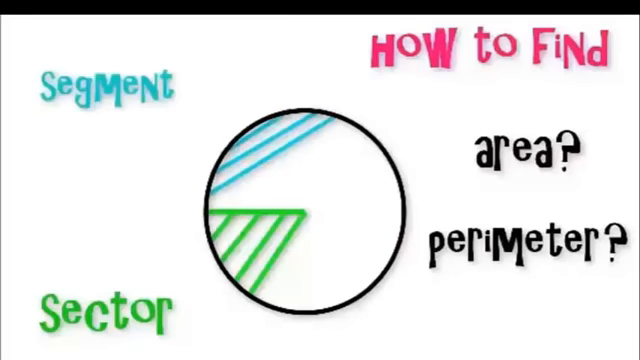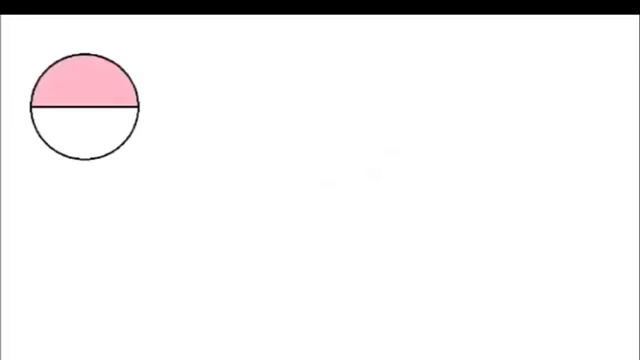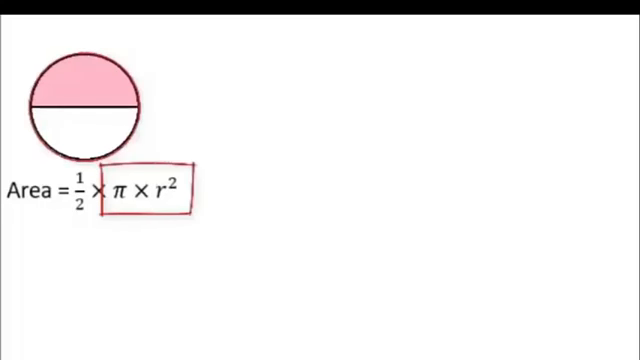But before we find those things, let's understand the very important concept about circle. In the previous video, I have explained about the area of the circle, and this colored part is a half of the circle, so the area would be half multiplied by the area of the circle. This is the area of the circle. And we multiply with a half to find the area of these colored parts.